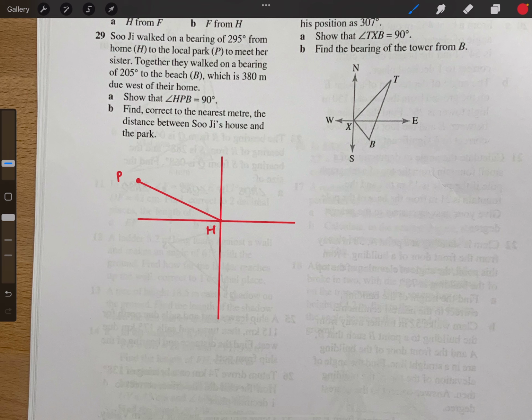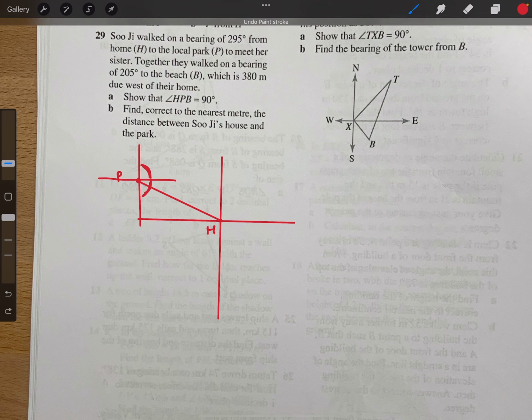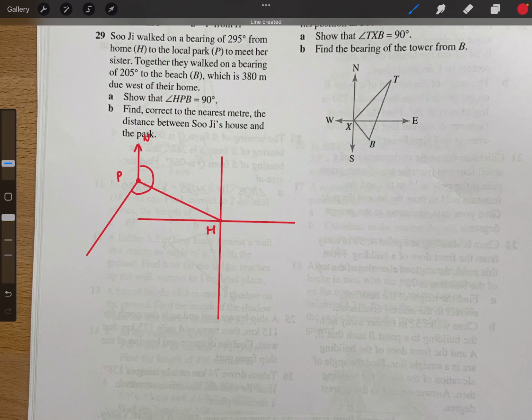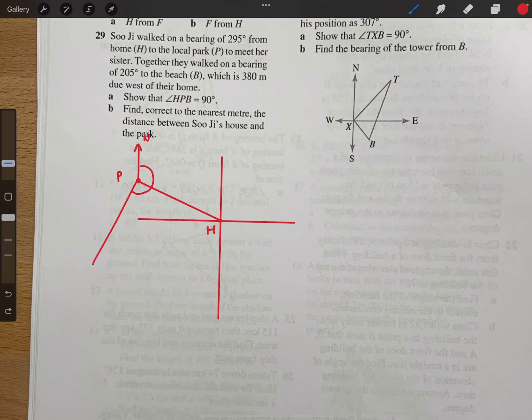Now, where's 205? So again, I'm going to draw the quadrants. This is 90 degrees, this is 180. 205 must be just a little bit more over here. So it's in that direction somewhere, like that. Okay, so this is the north. So 205 should look something like this. And they walk to the beach. So let's pretend the beach is over here. We call it B for beach.